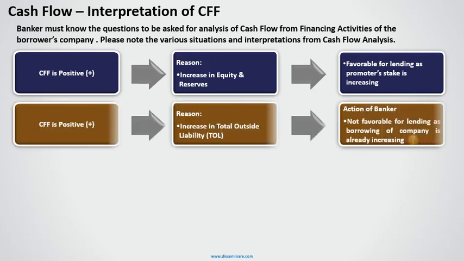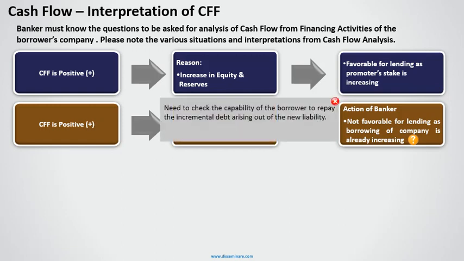In case 2, the CFF is positive and the reason is increase in total outside liability, TOL. In this case, the banker should view this borrower as not favorable for lending as the borrowing of the company is already increasing. Please note, the banker needs to check the capability of the borrower to repay the incremental debt arising out of the new liability.